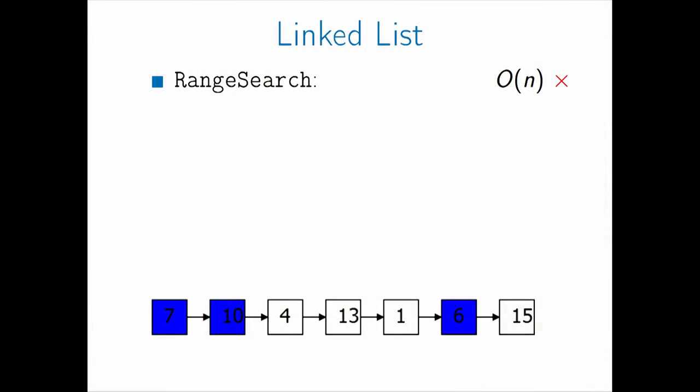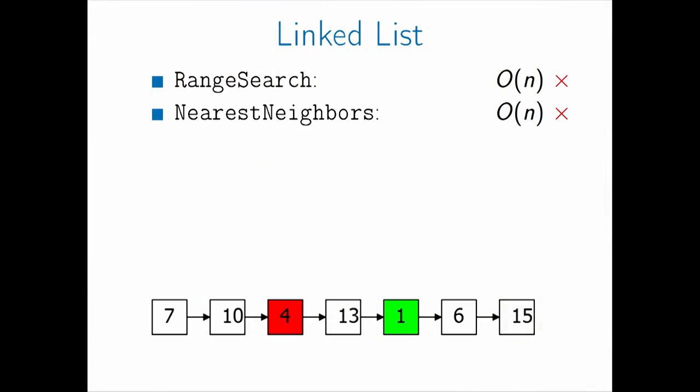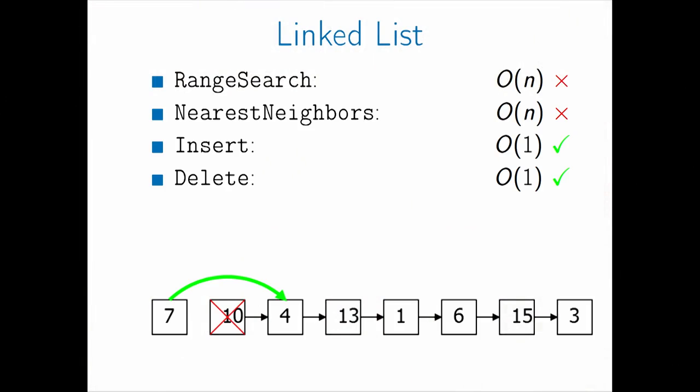The final thing to look at are linked lists. Now, here you can do a range search in O(n) time. You just scan through the list and find everything in the range. Similarly, nearest neighbors are going to be O(n). Of course, with linked lists, insertion and deletions are very fast, O(1), at least if you've got a doubly linked list. These things are very good. Unfortunately, our searches are slow.